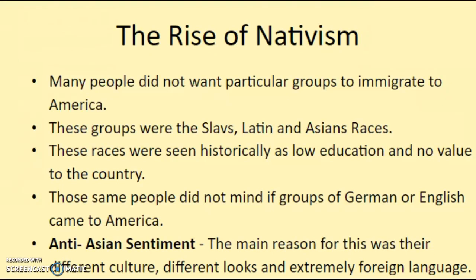Rise of nativism. Many people did not want particular groups to immigrate to America. These groups were the Slavs, Latin, Asian races. These races were seen historically as low education and no value to the country. Those same people did not mind if groups of German or English came to America. We also saw an anti-Asian sentiment. The main reason for this was their different culture, different looks, and extremely foreign language.